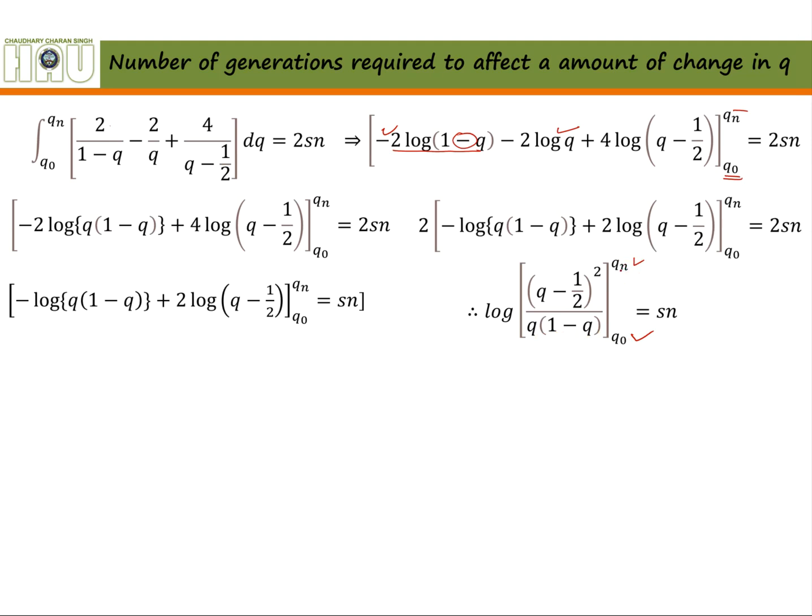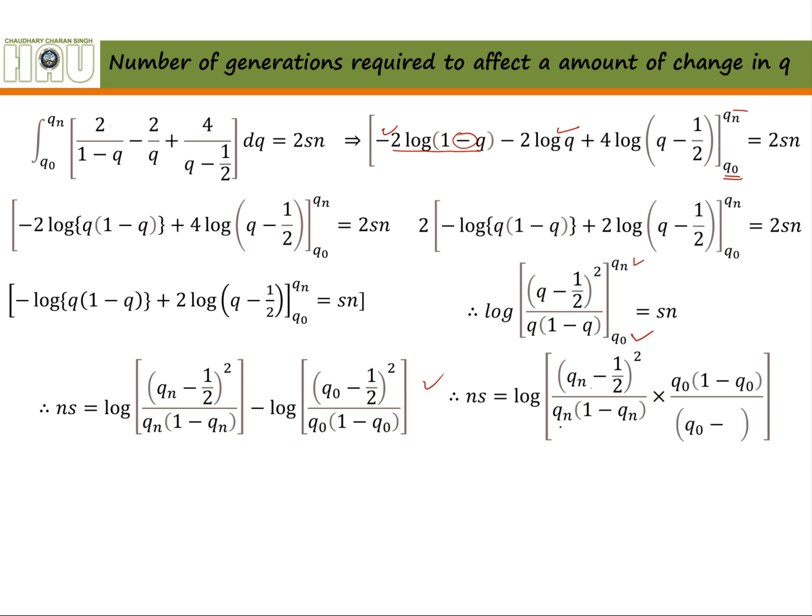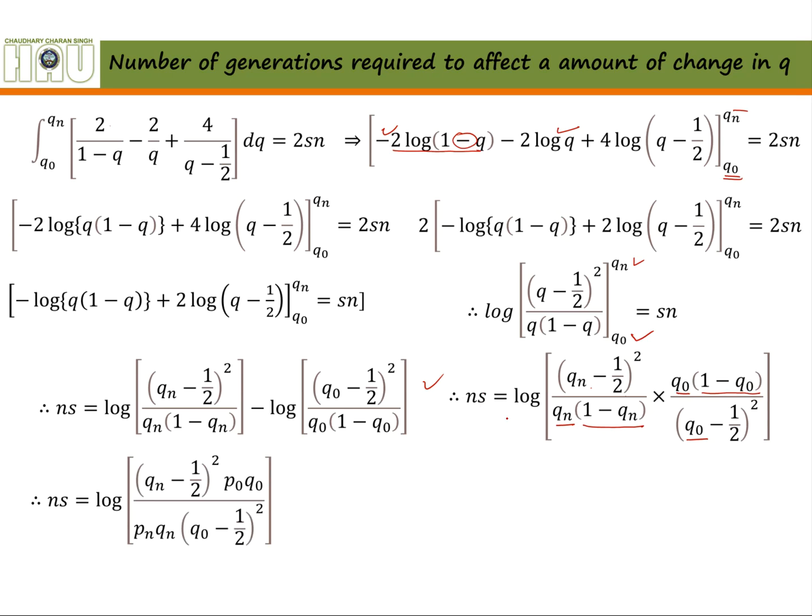And now apply these limits, we will get this expression. And finally, ns can be written as (qn minus half) whole square divided by qn(1 minus qn), multiplied by q0(1 minus q0) divided by (q0 minus half) whole square. So from this we can find out n. So n can be calculated like this.